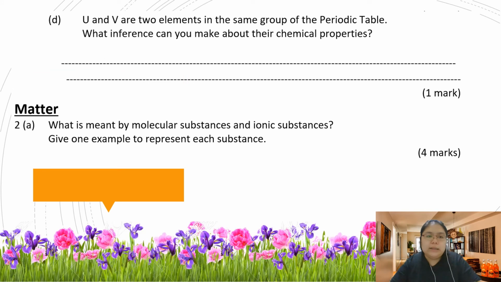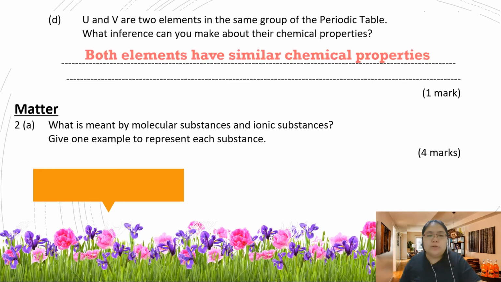Okay, D. U and V are 2 elements in the same group. From here, what inference can you make about their chemical properties? Same group means the chemical properties should be the same, isn't it? So your answer is both elements have similar chemical properties.